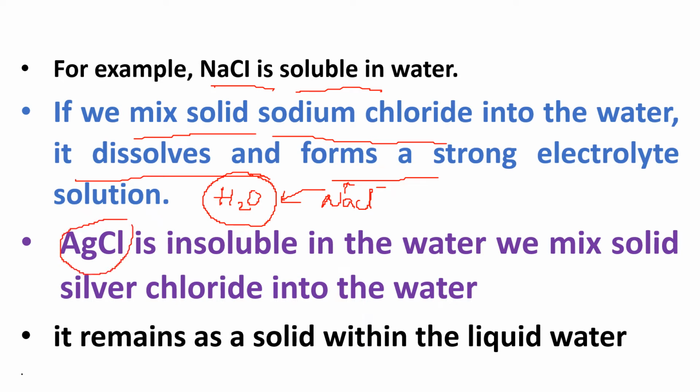Another example: silver chloride is insoluble in water. If we mix solid silver chloride into water, it remains as a solid, which means it is insoluble in water. AgCl forms a precipitate, so we can say it is insoluble in water. We have certain rules that we call solubility rules.